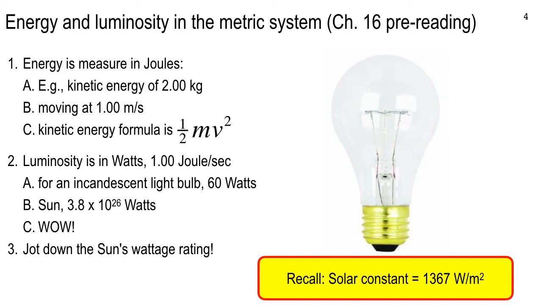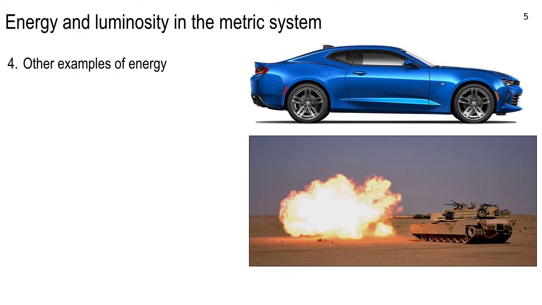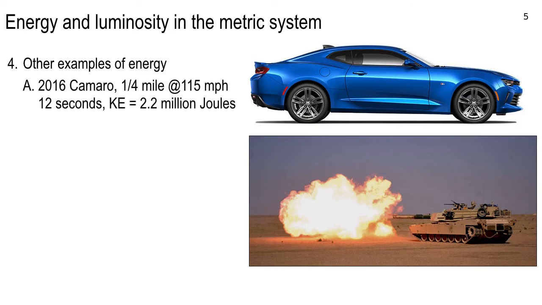Now I want to give you a couple more examples of kinetic energy. For instance, a Bumblebee Camaro, I wish I had one, can do the quarter mile, 115 miles per hour in 12 seconds. And that is actually 2.2 million joules. I mean, you work it all out. And I looked up the specs for it. They did some road tests. And, you know, Detroit does that all the time.